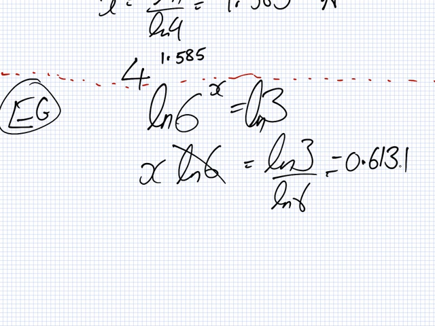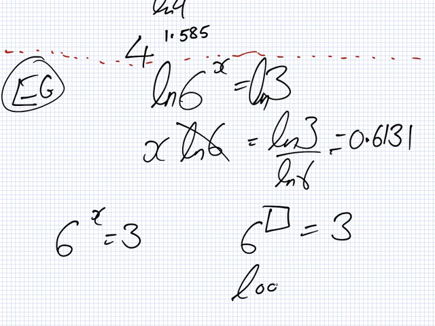The other way you can solve it is if you have 6 to the power x equals 3, you remember by definition you're saying 6 to what power equals 3, and this is what log is for. So you could say log base 6 of 3. 6 to what power makes 3, and you should get the exact same answer.